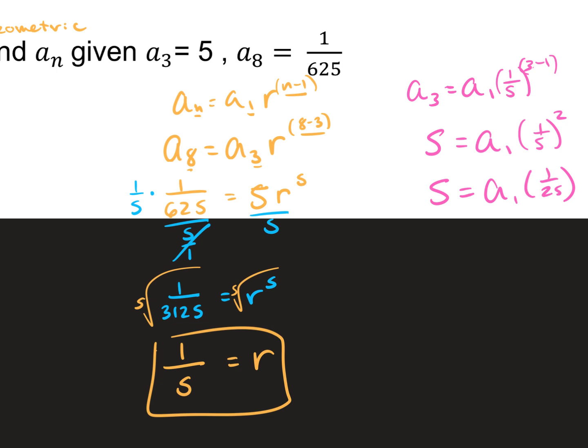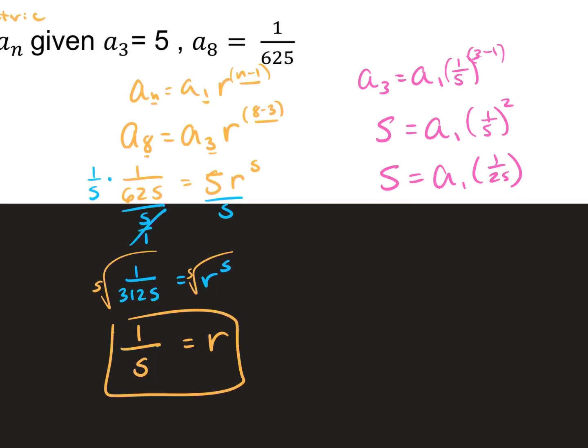So 1 over 5 squared would be 1 over 25. What would I do next? Multiply by 25. So it cancels out with the 1 over 25, and then I have 25 times 5 would be 125. So our first term is 125.